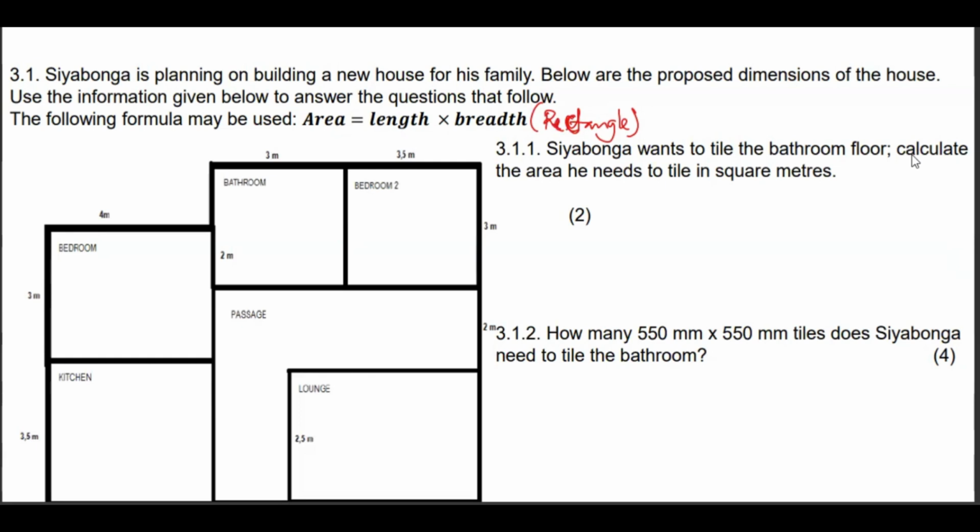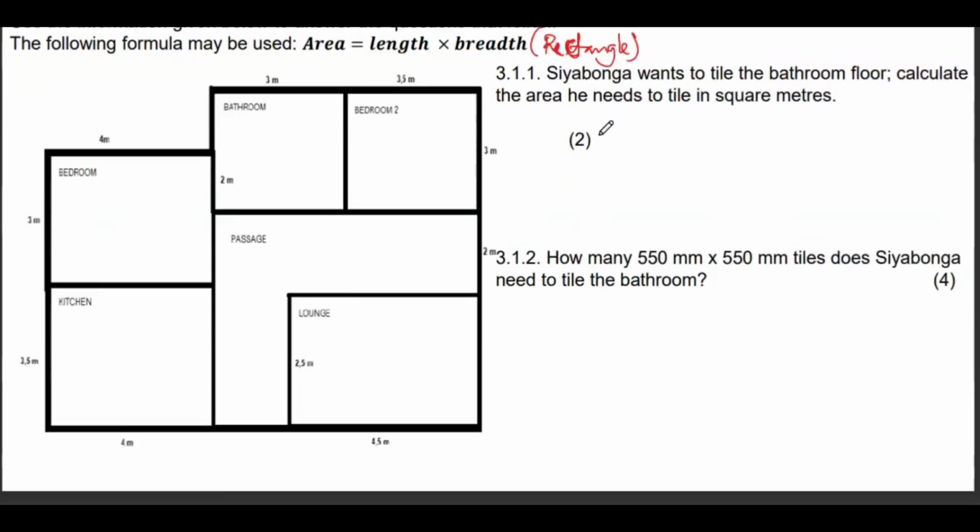Anyway, we are going on and we are saying, Siabonga wants to tile the bathroom floor. Calculate the area he needs to tile in square meters. Now the bathroom is this one here. So the area to be tiled is this.